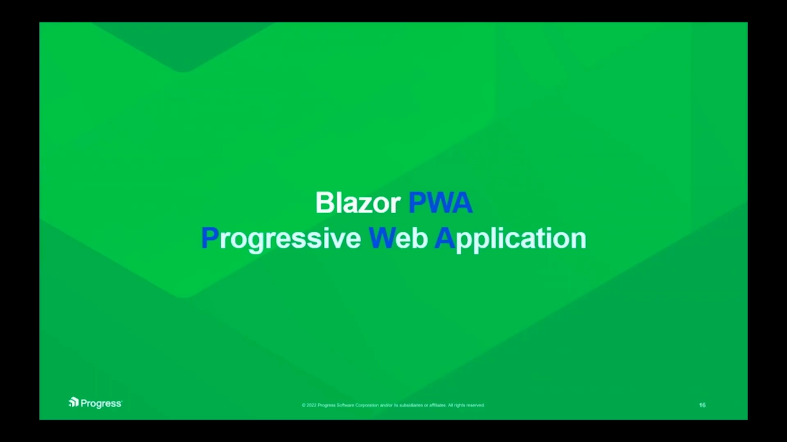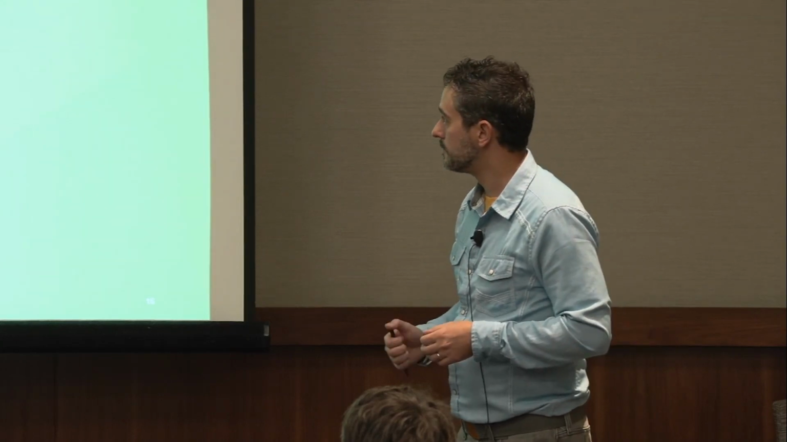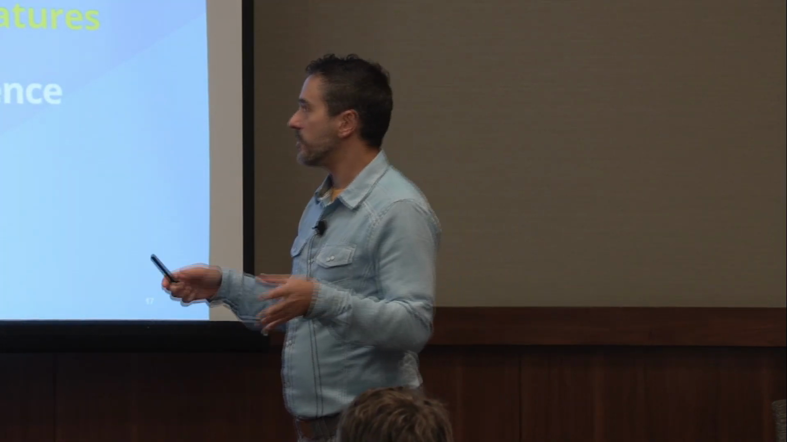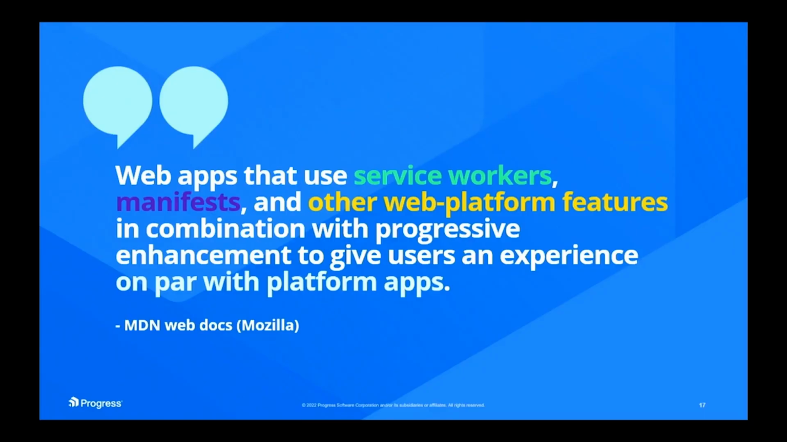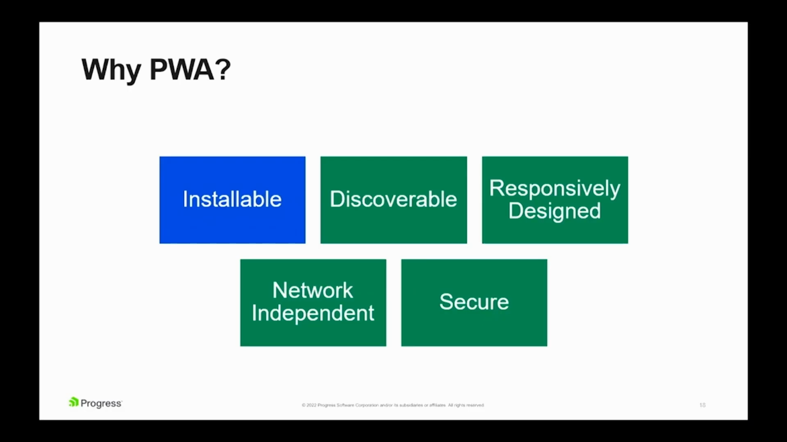So next we're going to look at progressive web applications. So we're going to take the responsive web app and give it some more abilities to try to get it more desktop-like. A progressive web app uses service workers, manifest files, and other web platform features to enhance the application and make it more desktop-like in an experience. And one of the main attractions to the PWA is that our web application becomes installable. So this gives it that home icon or desktop icon that we're looking for. They also get to be a little more discoverable because you can submit these to app stores.